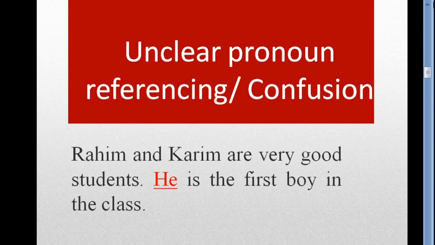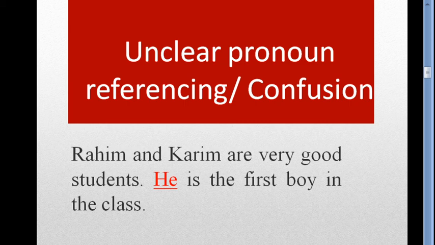Again, unclear pronoun referencing or confusion. So what is this? Look at the example below. Rohim and Korim are very good students. He is the first boy in the class. Rohim and Korim, I am telling about 2 boys. Rohim and Korim are very good students. He is the first boy in the class.